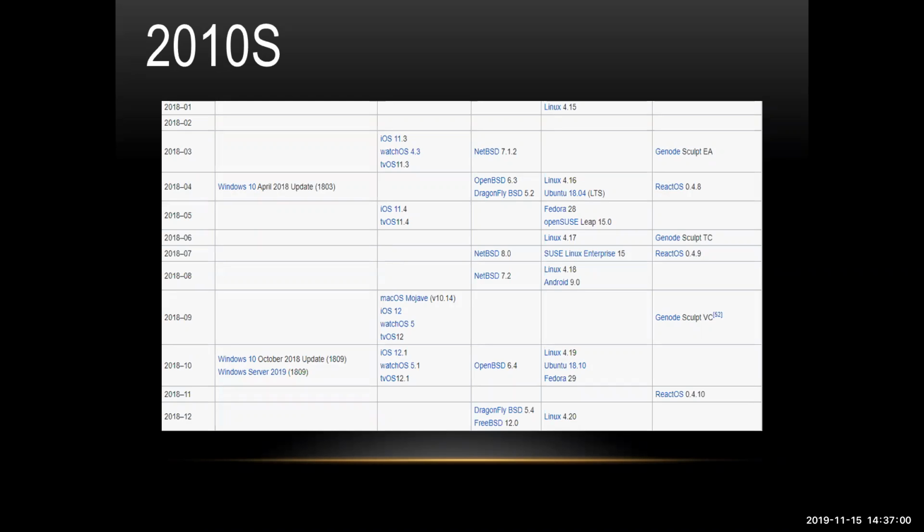By the way, Windows Server 2019 is the latest version of the server operating system by Microsoft. And then iOS 12.1, we also had watchOS 5.1, tvOS 12.1, and OpenBSD 6.4. And then Linux 4.19, Ubuntu 18.10, then Fedora 29. Then for November, we had React OS 0.4.10. And for December, we had Dragonfly BSD 5.4, FreeBSD 12.0, and Linux 4.20.